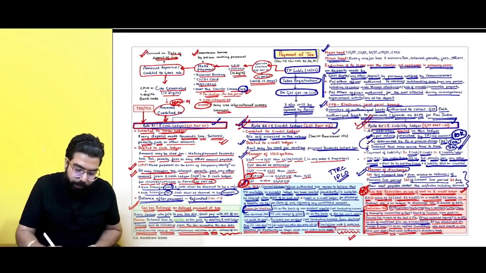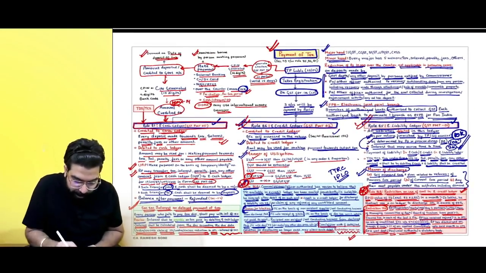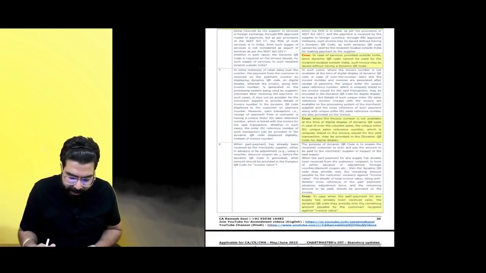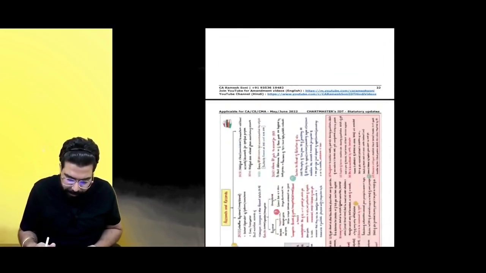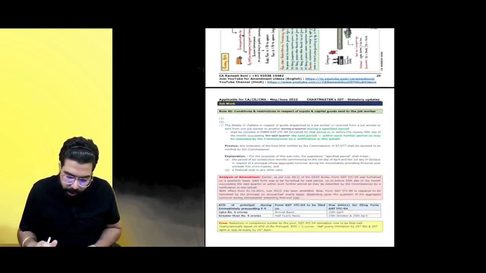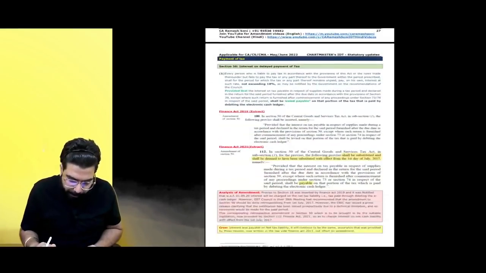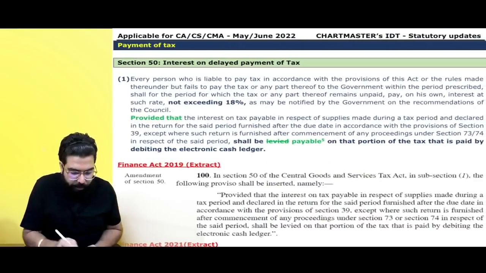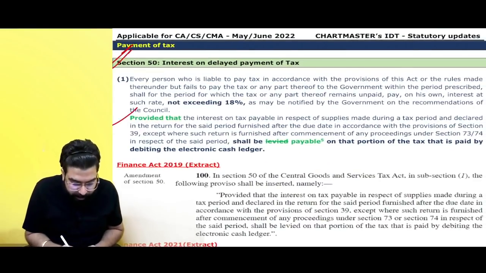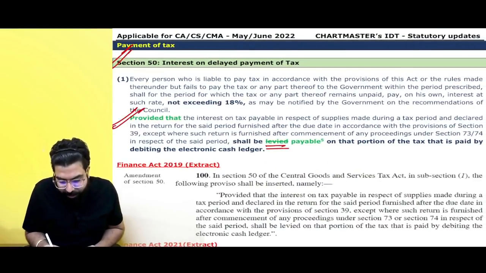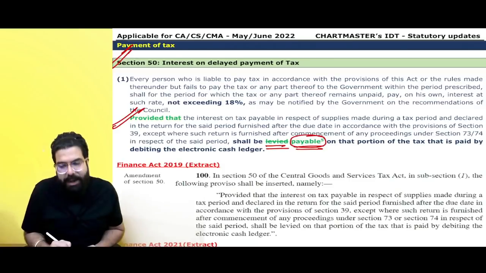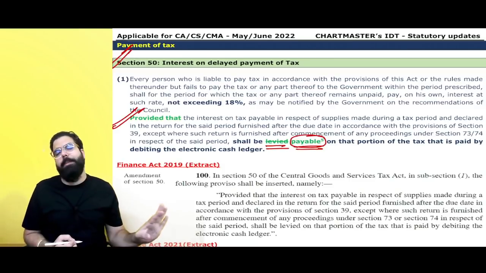We are done with our chapter of payment of taxes. In the payment of taxes chapter, if you go ahead and see, there is a small amendment. Sir, what is the amendment in the chapter of payment of taxes? Everyone listen to me very carefully. Earlier, in this proviso, the word levied was there. Now the word payable has been added. Simple, there is no amendment at all.